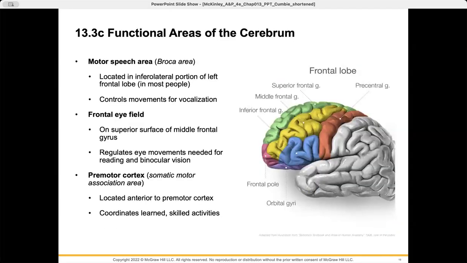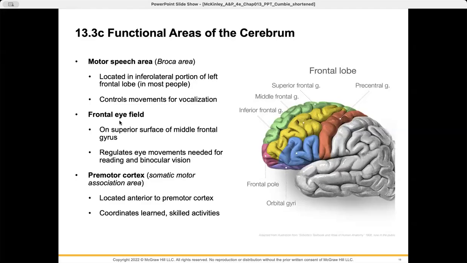Let's look a bit deeper. We know we have a motor area here, but there are a few other areas also present on the frontal lobe. One of which is your motor speech area called Broca's area. It is considered the inferolateral portion of the left lobe in most people, and it controls movements needed for speech, vocalization.